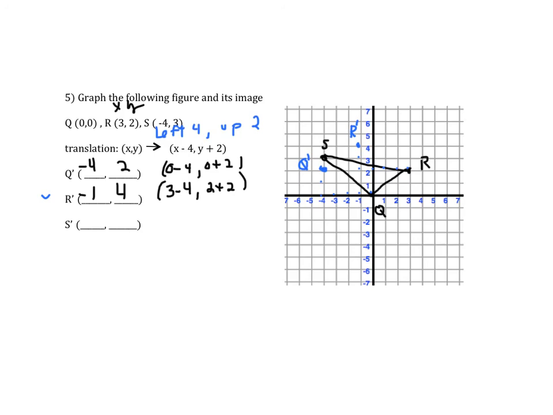Finally, with our last point, S is at -4, 3, so we want to do -4 - 4, and then we want to take 3 + 2. -4 - 4 is -8, 3 + 2 is 5. So let's do one last check. Start at point S, and we want to go to the left 4, and then up 2. And this one's going to go off the graph just slightly. So left 4, 1, 2, 3, 4, and then up 2. Okay, so S prime would be there. And it has coordinates -8 and +5.